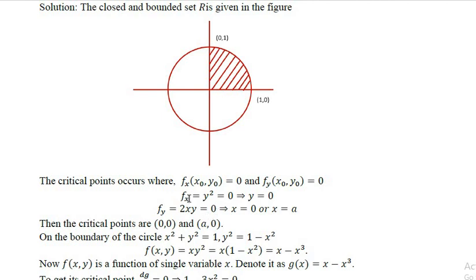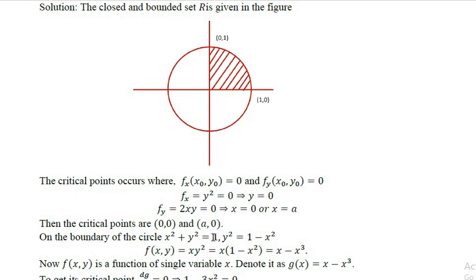So from the problem, fx equal to y squared, fy equal to 2xy. Equating fx to 0, we will get y equal to 0. Then when we equate fy equal to 0, there are two possibilities: x equal to 0, or, since y is already equal to 0, x can be equal to a value a. A can be any value. In the given problem, we have a equal to 1. So the critical points are (0, 0) and (1, 0).